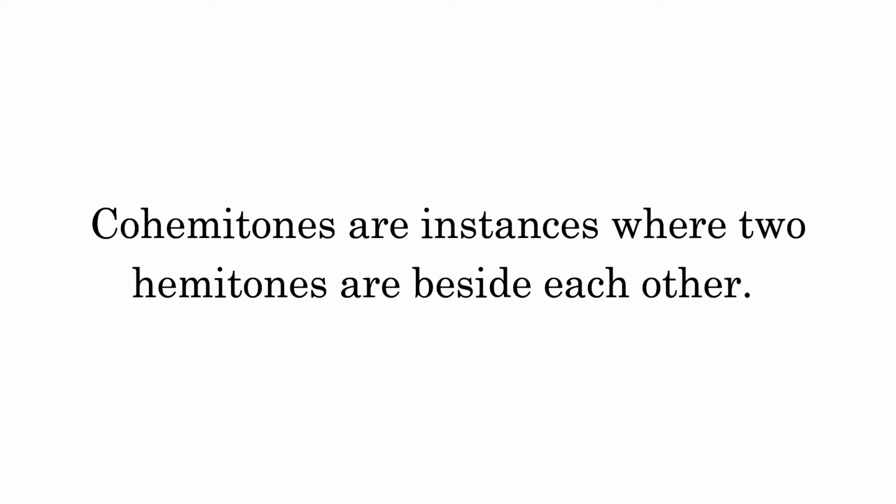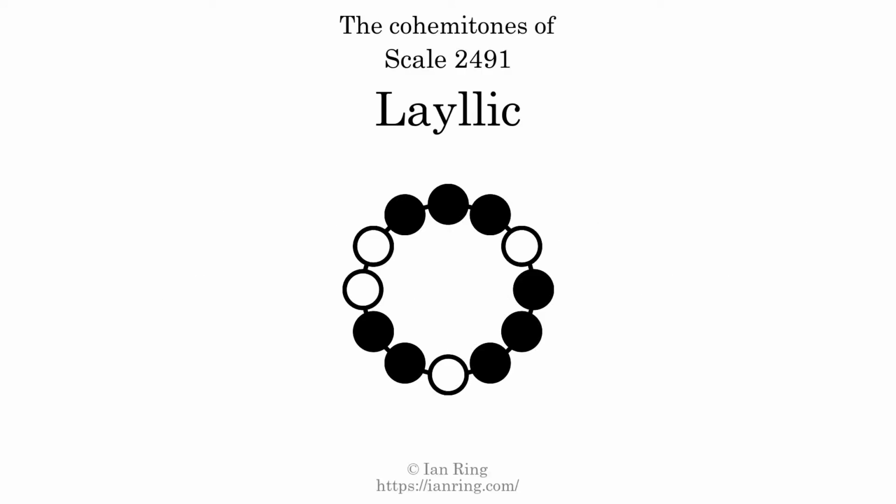Cohemitones are instances where 2 hemitones are beside each other. This scale has 2 cohemitones. They are at positions here, and here.